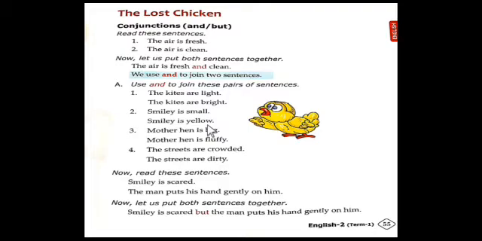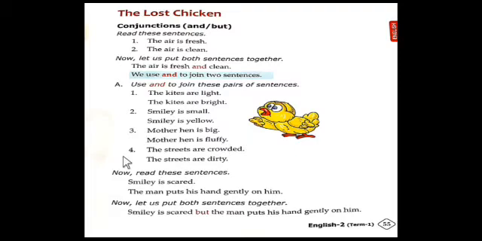Okay, third one. Mother hen is big. Mother hen is fluffy. So how do you make one sentence? Adding the conjunction: Mother hen is big and fluffy. So fluffy means being light and soft. Okay, we say fluffy. So mother hen is big and fluffy. Okay, here is the answer.